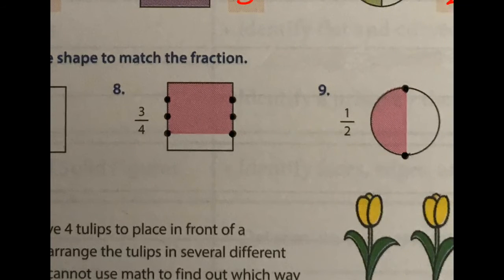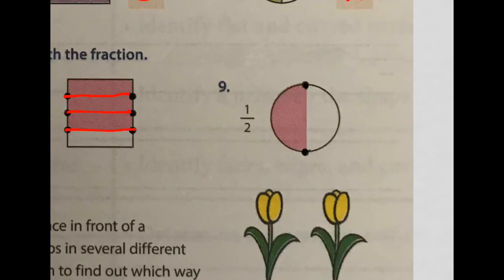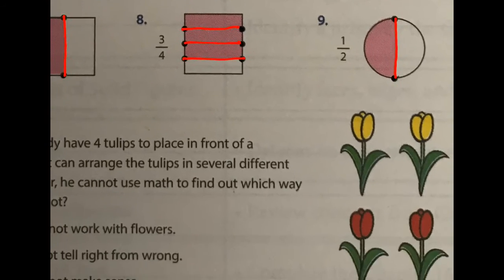Okay, number 8. We're going to go across this way. Nice straight lines as best you can. And 3/4 of that whole is colored in. 3 pieces out of 4. Number 9, partition. And 1 out of the 2 pieces, or 1/2, should be colored.